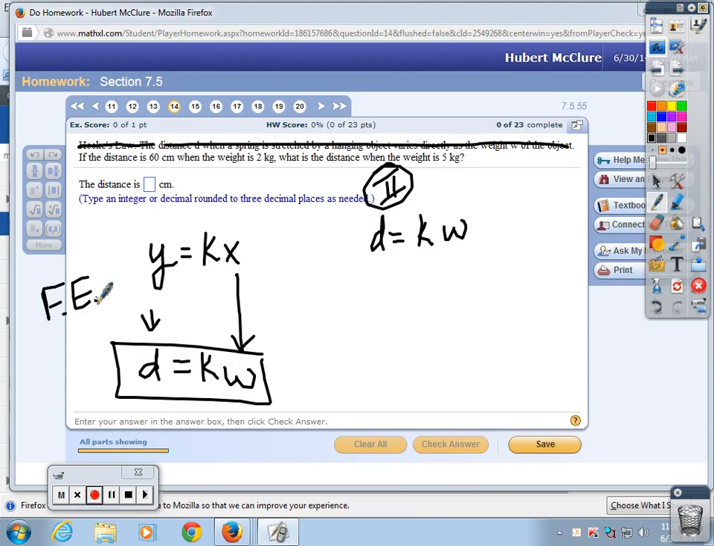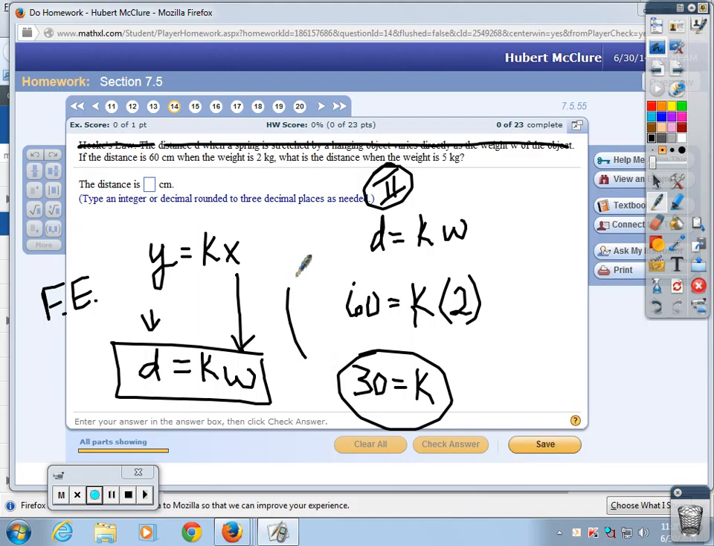Now part 1. If the distance is 60 centimeters, where does 60 go? The D spot. And weight is what? 2. Then what are we going to find? 30. And 30 is K. What do we do with K? Because you learned from doing it before, you plug it back in. So D is equal to 30 times W, and this is part 2. And that's part 1, we just did that.